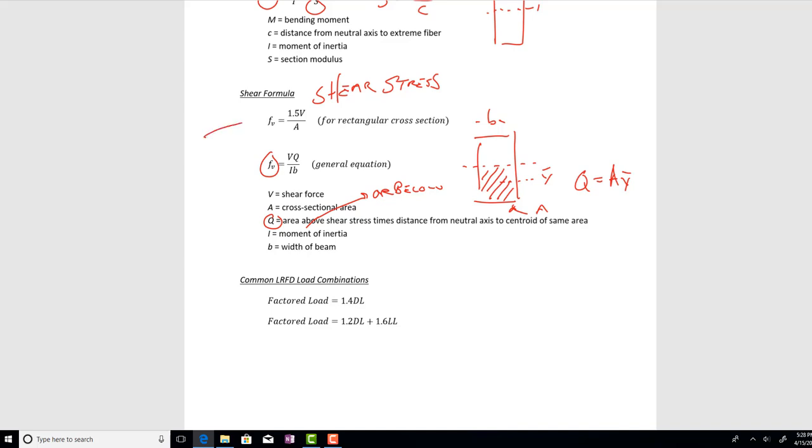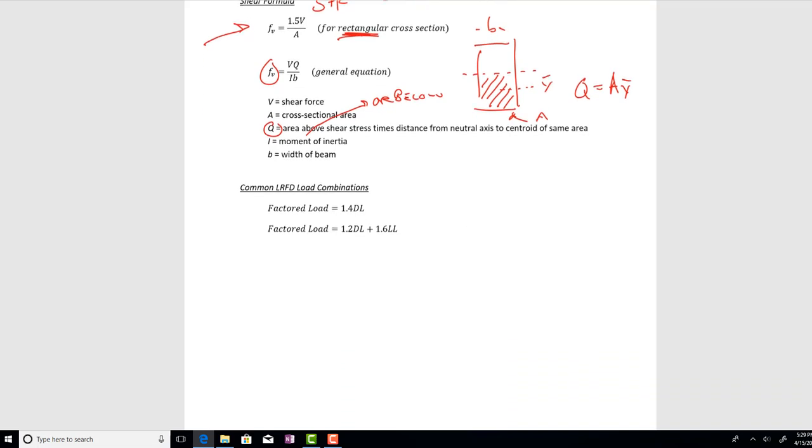If you've got a rectangular shape, then we can reduce this equation down, and it's simply 1.5 times the shear value divided by the area of the entire cross-section for that rectangle. And this significantly speeds up the process when we're dealing with something like that.